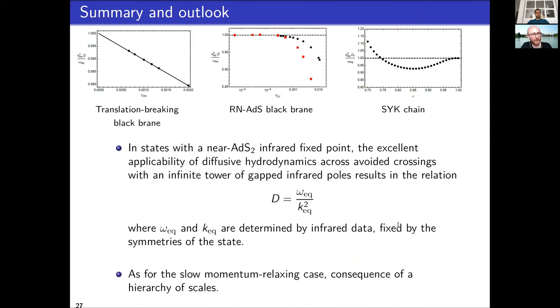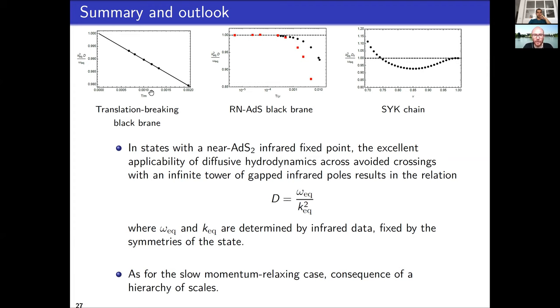Okay, let me summarize because I think it's about time to wrap up. So we've seen that in states with a near radius to IR fixed point, there's an excellent applicability of diffusive hydrodynamics across a whole tower of avoided crossings. And these crossings are with an infinite tower of gapped infrared poles. And this results in this particular relation between the diffusivity, which is a hydrodynamic transport coefficient, and this ratio of scales that determine the breakdown of said hydrodynamic transport.